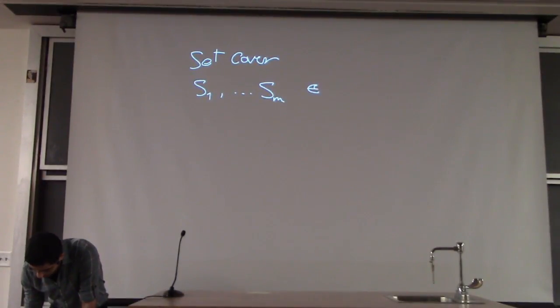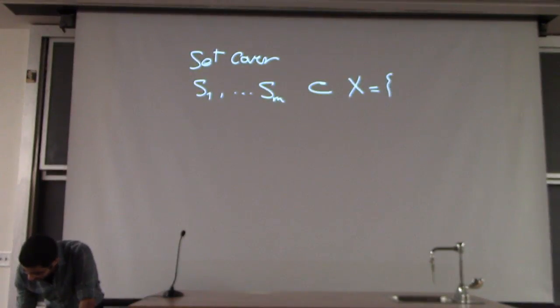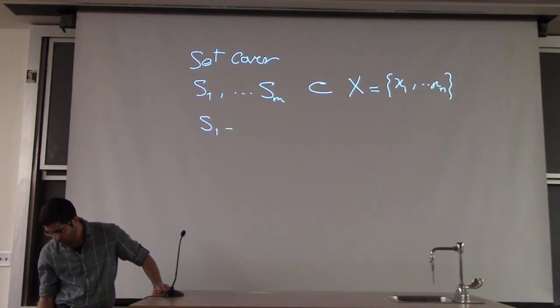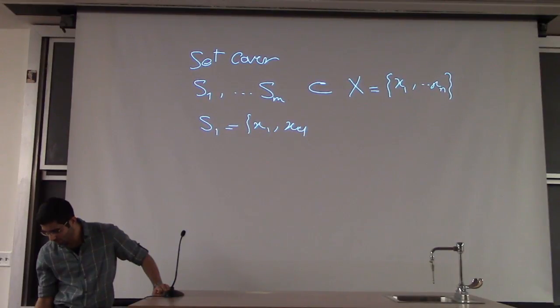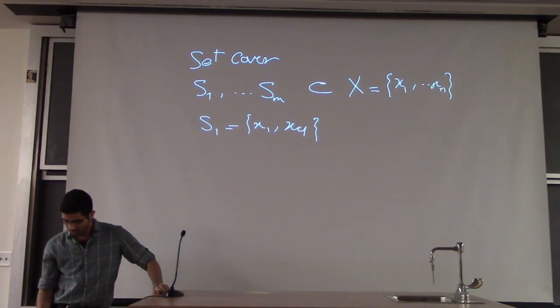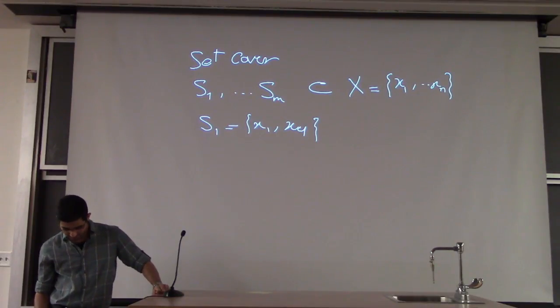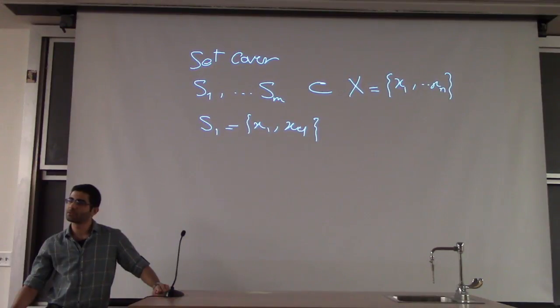So let's define set cover. We have a number of sets, S1 to Sn. Each one of them contains values from X. So, for example, S1 can be x1 and x4 and so on. We want to find the minimum number of the sets that can cover all of the variables.